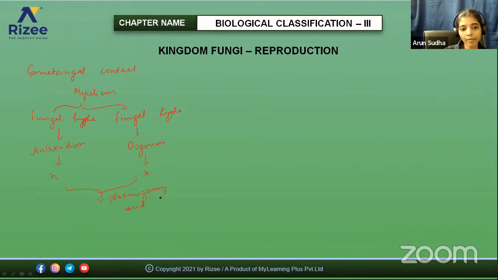and karyogamy, and form the zygote, and this is called the oospore. This is a 2N condition, and then it undergoes meiosis to form spores. That is, this zygote, by meiosis, releases spores. They are oospores, which germinate to form mycelium. So this is the formation of oospores.